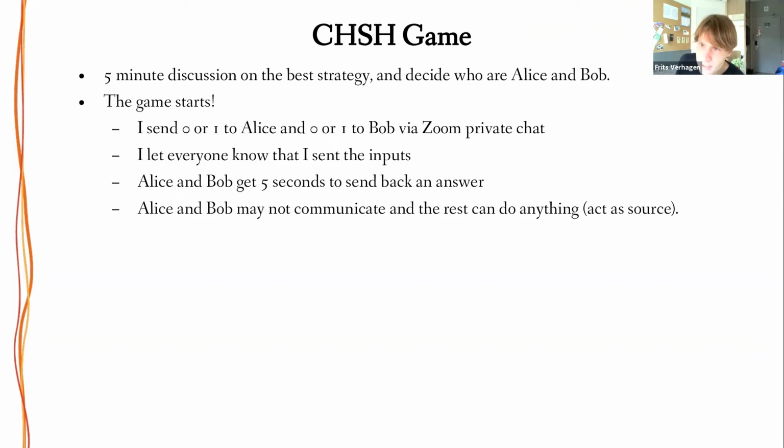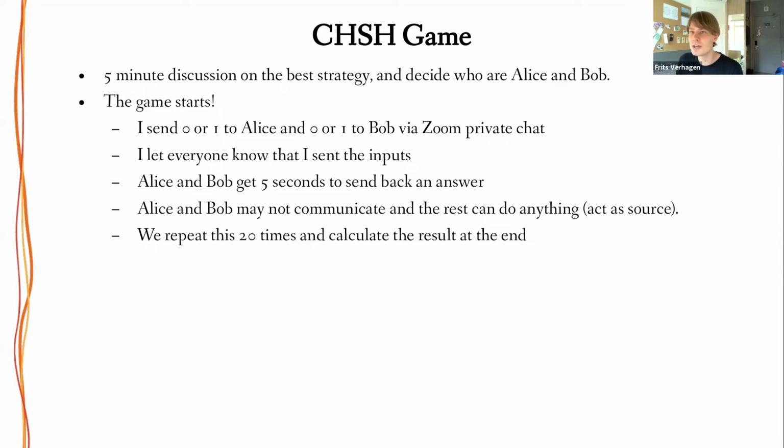The rules are that the two people, Alice and Bob, are not allowed to communicate with each other. The rest can do anything. The other people can act as sources. They can, for instance, suggest a +1 or a -1 to Alice or Bob, or they can do something else. It depends on the strategy you guys come up with. But the other people, besides Alice and Bob, are not allowed to facilitate communication between you. So Alice is not allowed to talk with a third person, and that third person transmits the message to Bob. That is not allowed. So no communication between Alice and Bob.